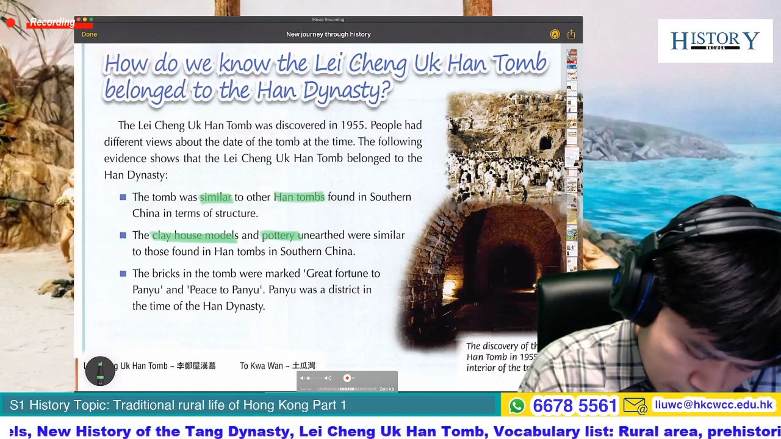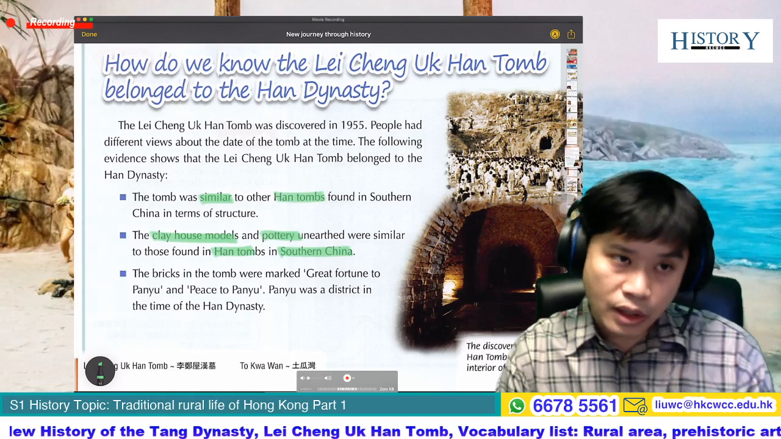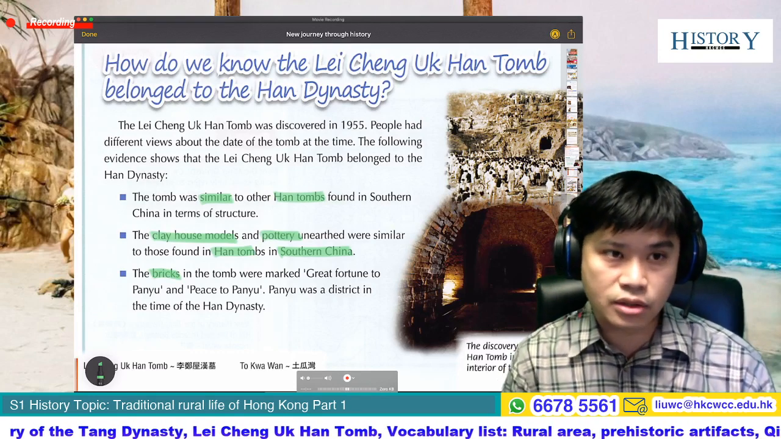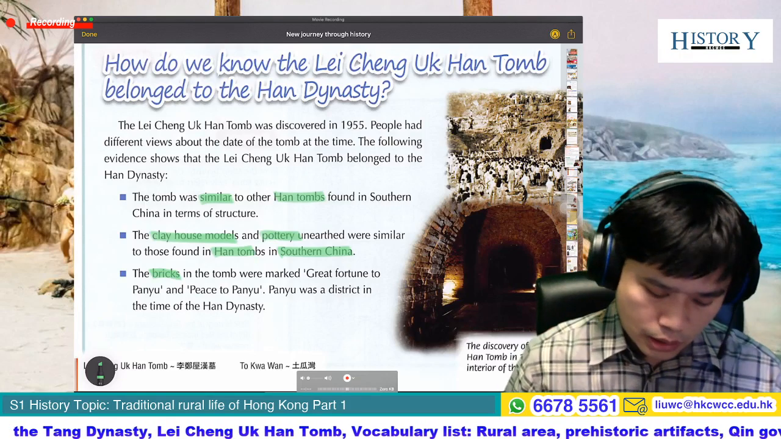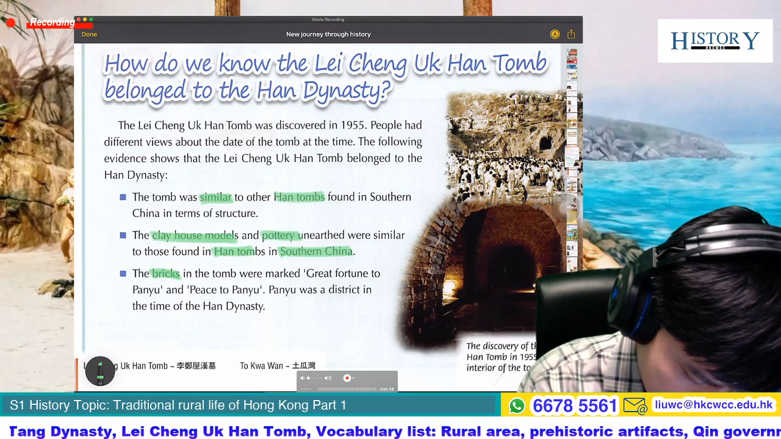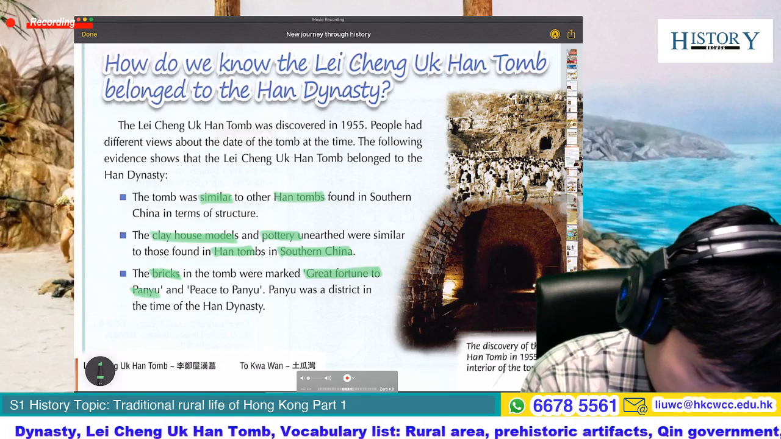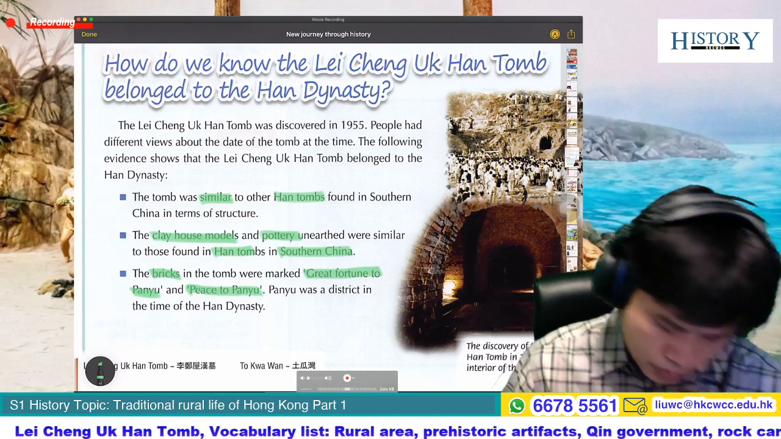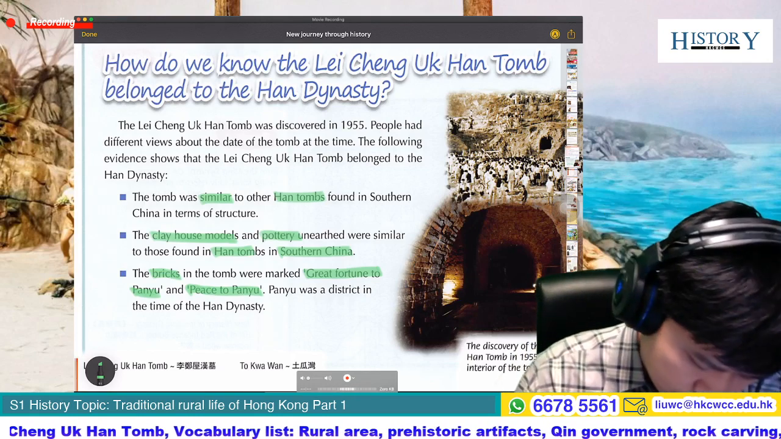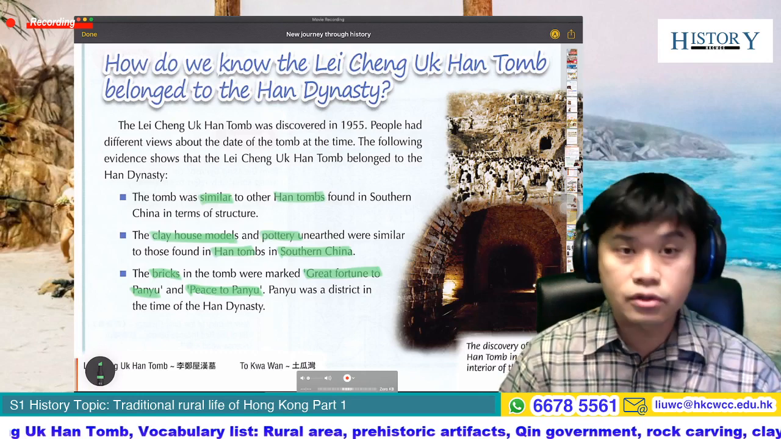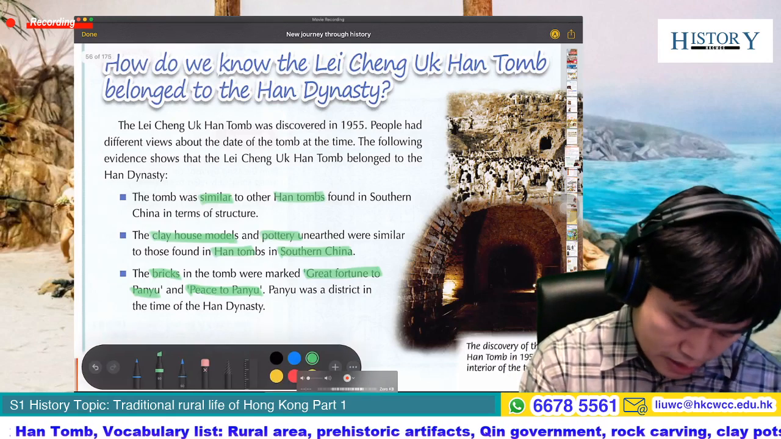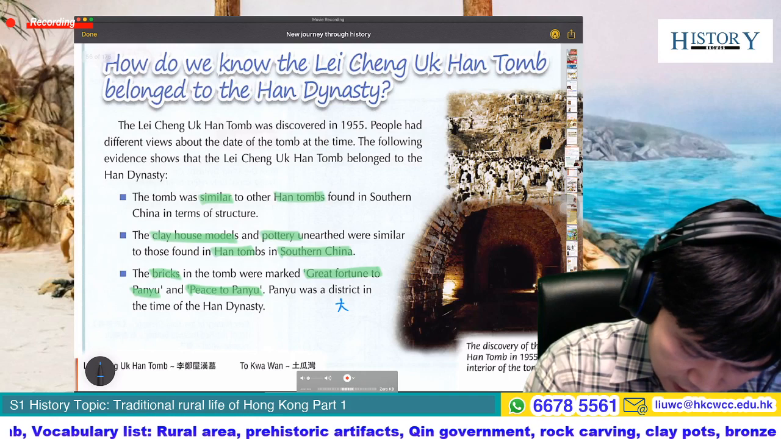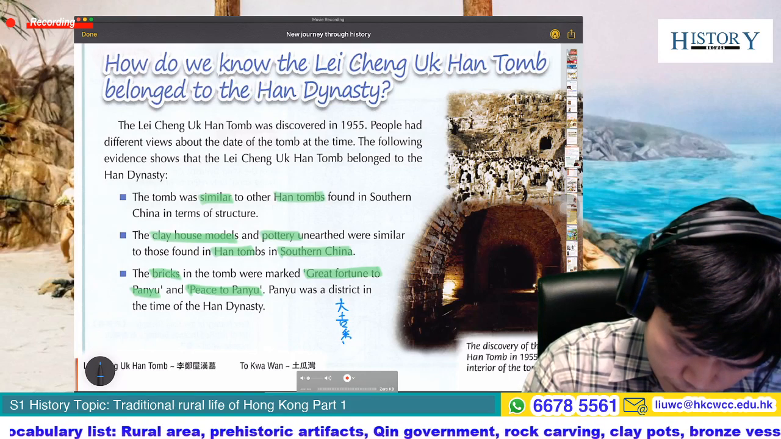And also some portraits. They are also similar to the Han tombs in southern China. And the most important, the bricks used in the tomb actually, later I will show you a video. There were marked words, great fortune to Pun Yu and also peace to Pun Yu. Pun Yu was one of the districts at the time of the Han tomb. If I remember correctly, the writing in Chinese could be something like this. Dai Pun Yu.